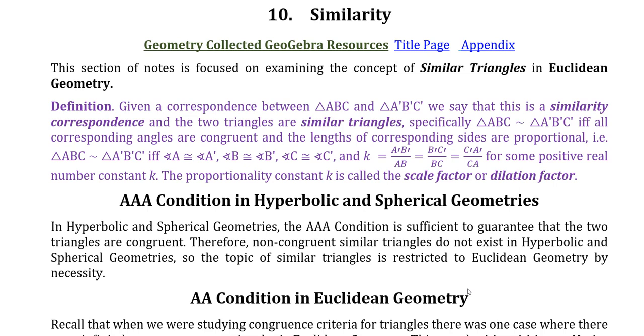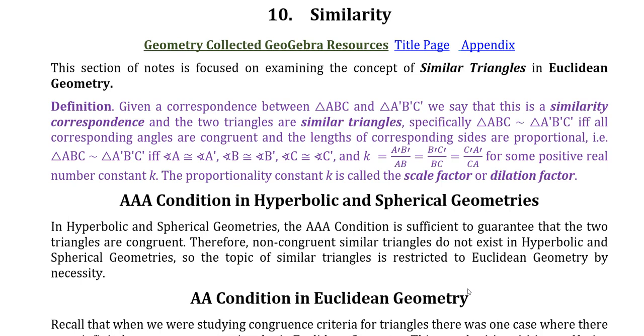In this video, we're going to start talking about similarity. This playlist is going to be talking mainly about similar triangles and, a little more generally, about similarity. We're going to talk about similar triangles in Euclidean geometry. So first of all, what do we mean by a similar triangle?